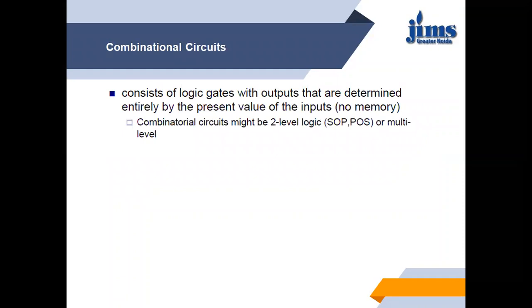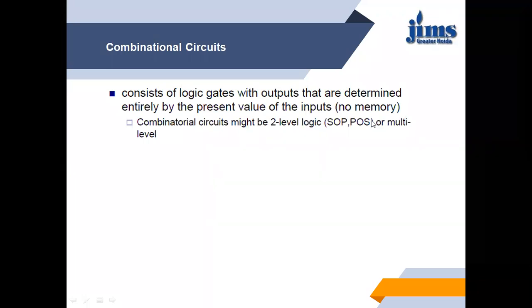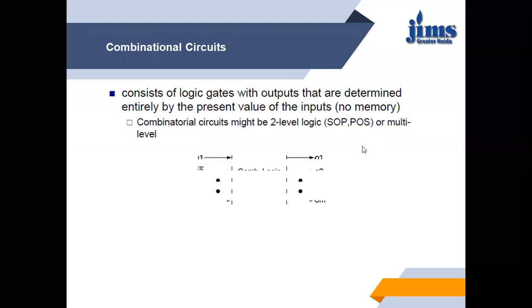Combinational logic circuits consist of logic gates with outputs that are determined entirely by the present value of the input. That means in combinational circuits, we have no memory element. So when we give input at the present time, at the same time we get some output. The combinational circuit might be two-level logic, that is SOP or POS, or multi-level. We'll discuss later what the level means.